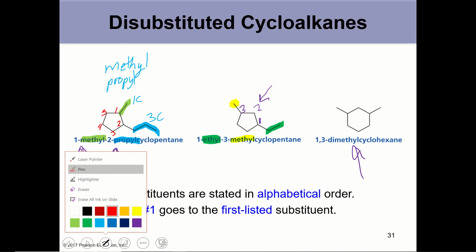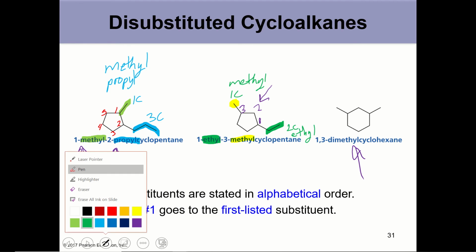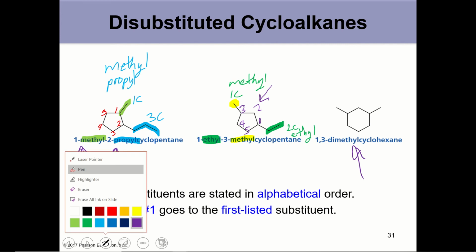Looking at the middle example on the slide, we have a 1-carbon branch and a 2-carbon branch. So we have a methyl and an ethyl. Ethyl is alphabetically first, so I will call it carbon 1. And then I will label the methyl carbon at the next lowest possible number, which is carbon 3. So that this is 1-ethyl 3-methyl cyclopentane.